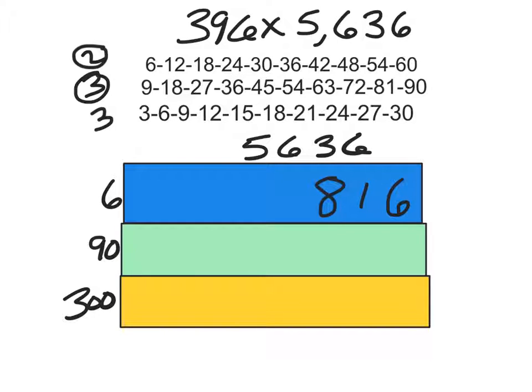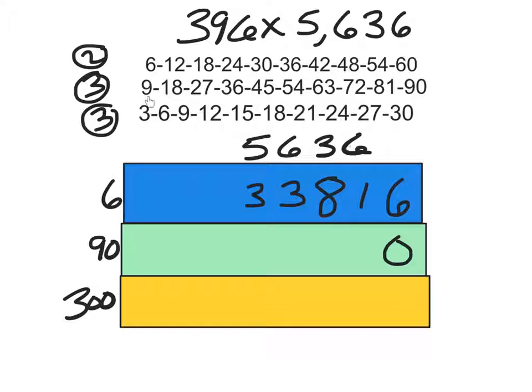Plus this 3 here will give me 33. I'm going to drop the 3 and the 3 because I'm all done with this area box right here, my friends. Next, I'm moving down to the 90. I'll start with the 0, and 0 times any number, in this case 5,636, will give me 0. Drop that 0. Now I'm ready to move on to the 9.